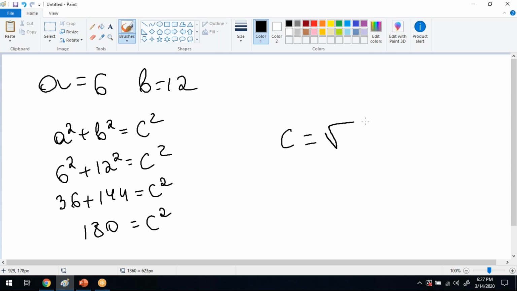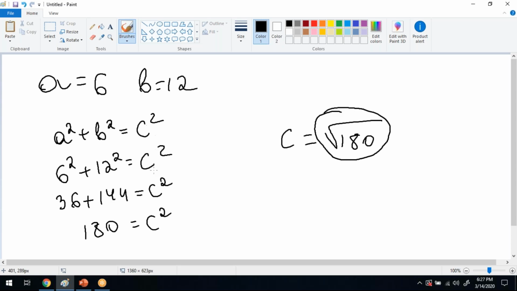C equals square root of 180. How to find this number? In order to find it, I have to know the square table. So I know that 12 squared is 144, 13 squared is 169, and 14 squared is 196. So I can see that 180 lies between 169 and 196.